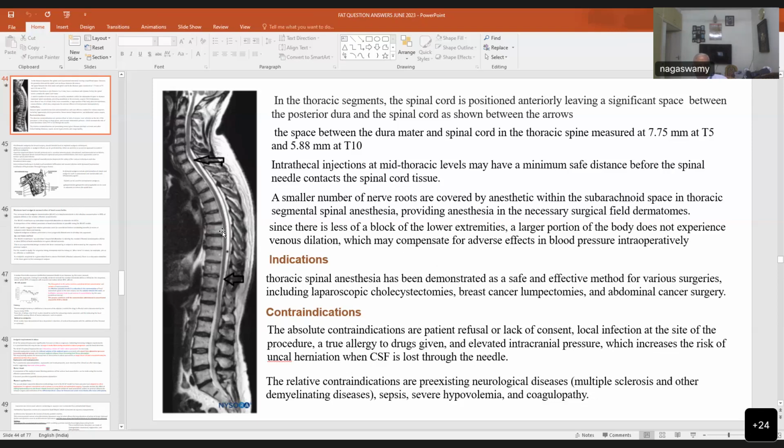So you can have a spread, but you have to be very watchful and cautious that there may be bradycardia, and correct it immediately. A simple atropine injection will take care of all that and will prevent any severe bradycardia and asystole. So this has been considered a safe and effective method for laparoscopic cholecystectomies, breast cancer lumpectomies, and even abdominal cancer surgery. That is where I asked you about the resection and gastrectomy for a gastric carcinoma. You can even do that under segmental epidural or segmental subarachnoid injections.